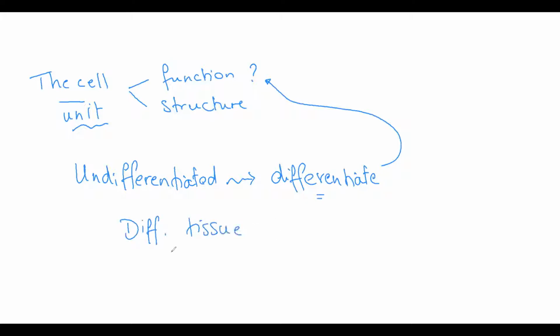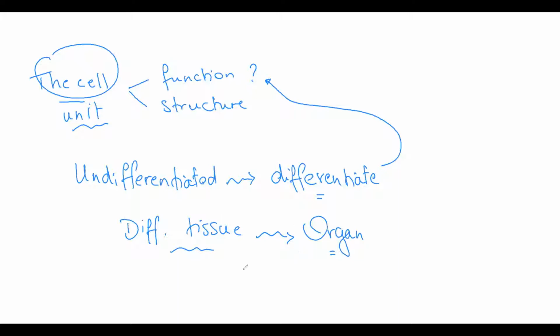Now, how do these different tissues work together within an organ? We say that these different tissues work in harmony together in order to allow this organ to perform its function. But what's the unit of the organ or the whole organism? It is the cell. Because the cell differentiated, so it allowed the whole organ to perform a certain function.